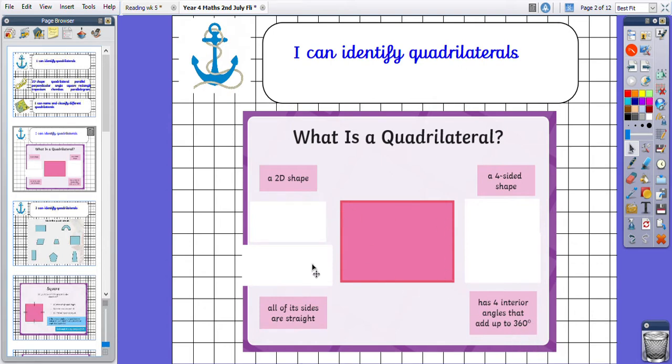So in this case, this is a rectangle. Each corner is 90 degrees because we can recognise that these are right angles. So they would add up to 360 degrees.